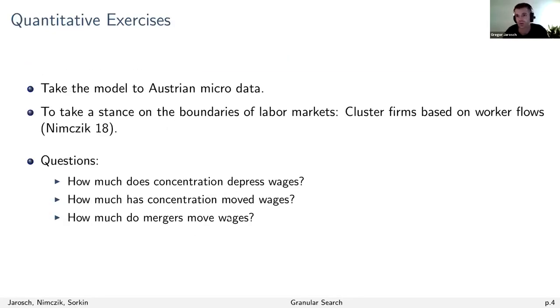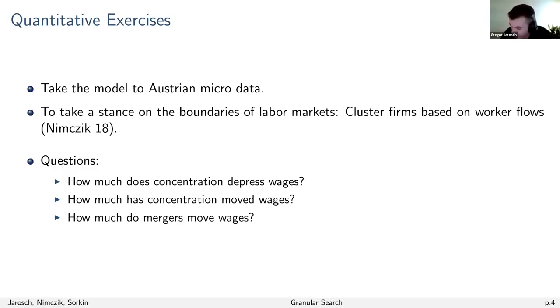Here's where we do it. We'll do this in Austria, in Austrian microdata. One thing you need to do whenever you talk about market power is take a stance on the boundaries of a market. So we'll follow a method that one of my co-authors developed in his job market paper, which is a method to endogenously cluster firms into groups. And then we'll ask, based on our model, how much does this form of market power concentration depress wages in levels, and what's been happening over the last couple of decades.